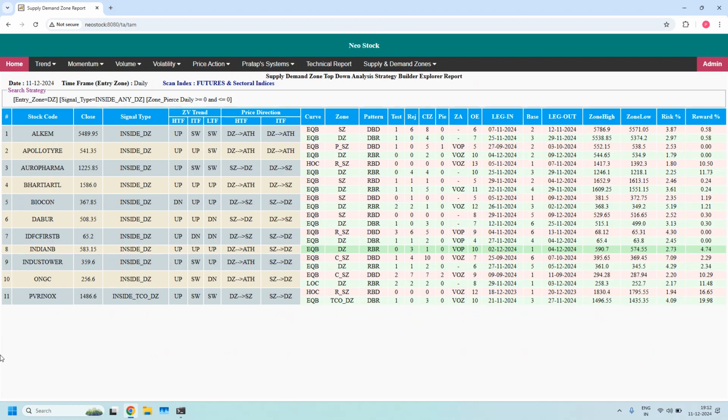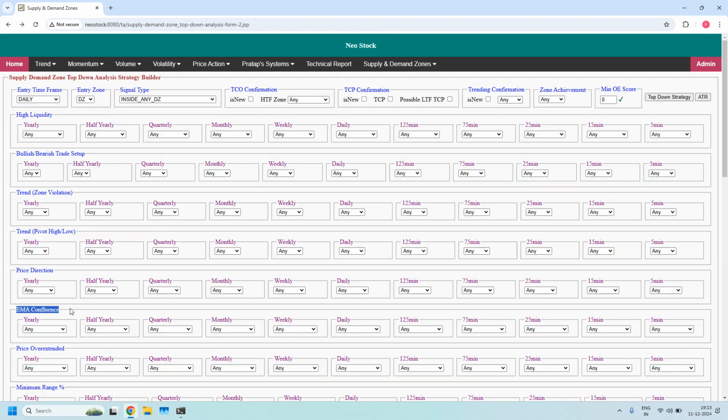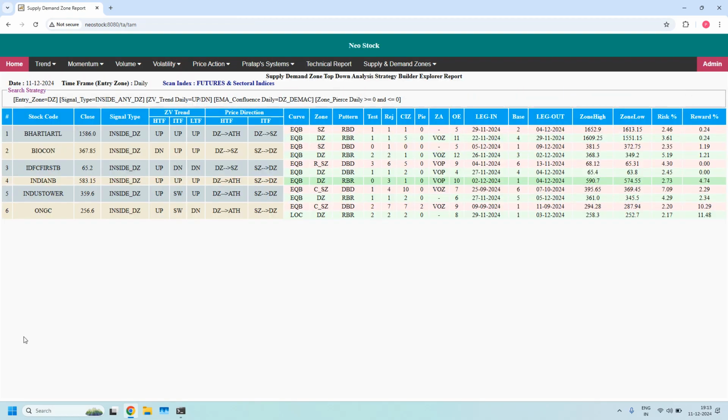We can further filter these stocks based on EMA Confluence on the daily demand zones. Let's filter in the EMA Confluence. Daily time frame, daily demand zone having daily EMA confluence. With EMA confluence, trend should not be sideways. So on daily time frame, I am selecting up or down trend. We got 6 stocks. Currently price closed in these daily demand zones, and these daily demand zones are having daily EMA confluence.